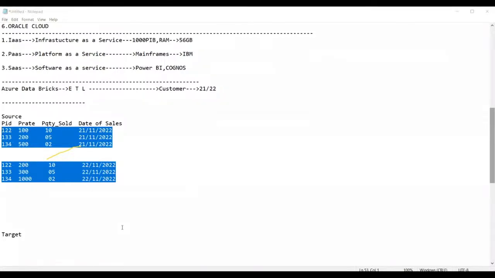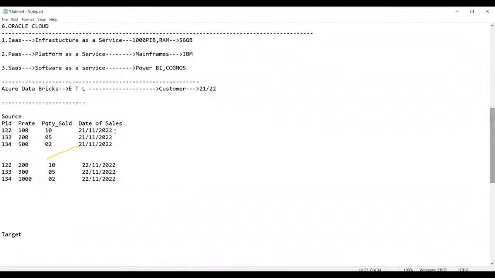If you have a massive amount of data, can you look at the data and decide? Suppose each table has some 1 lakh records. Can you decide it by looking into the records? No, not possible. So for that, we use a technique. What is that? ETL. Let us see how ETL is applied here.